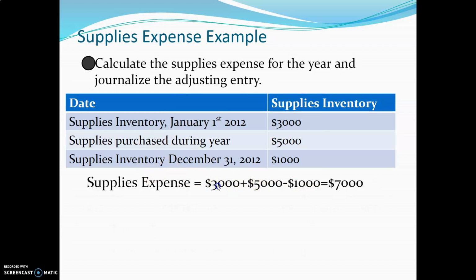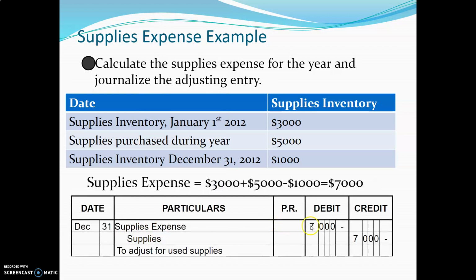Well, at the end of the year, we're going to have our supplies expense $7,000, and our supplies will decrease $7,000. And this is again to adjust for supplies being used. Remember, we're not doing this on a daily basis. It would take too much time to try and account for these small, minute details of an eraser or pencil going missing or being used. So this is why we adjust things at the end of the year or at the end of a period.